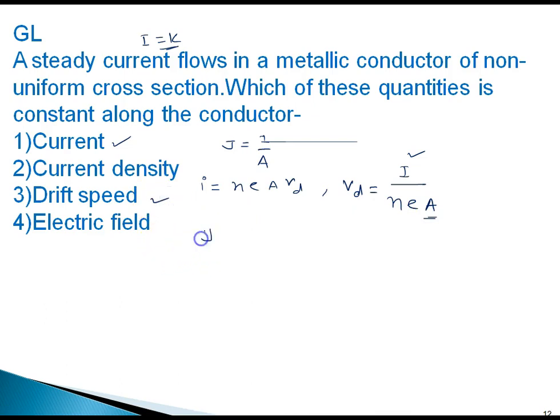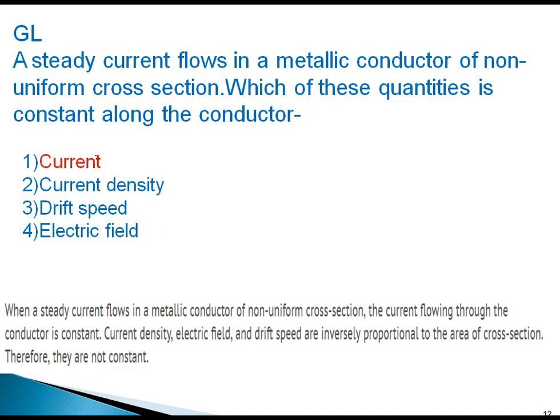We know the formula J equal to sigma E. E can be written as J upon sigma. J is current per unit area. Again, current is constant but area is not constant, so electric field is not constant. Okay, so we have discussed all the parameters. You read the slide.